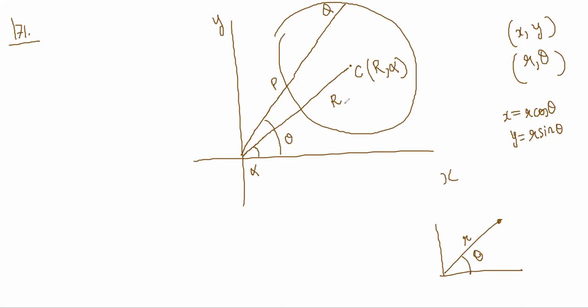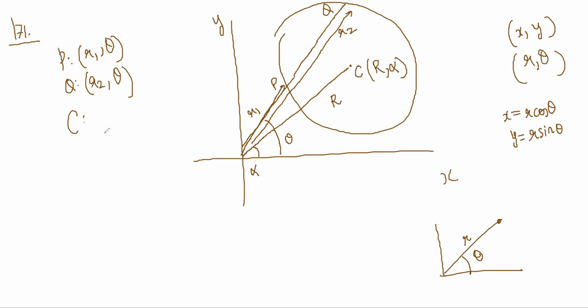And this is at an angle theta. Obviously this distance is something else: this is R1, and this distance is R2. But the angles are the same for both points, no? So basically P is R1 comma theta and Q is R2 comma theta, and the center is capital R comma alpha. And the radius of the circle is A, this is A and this is A, correct?